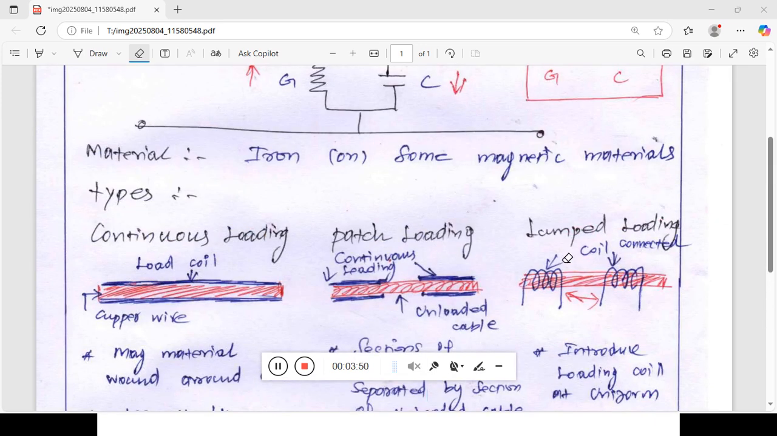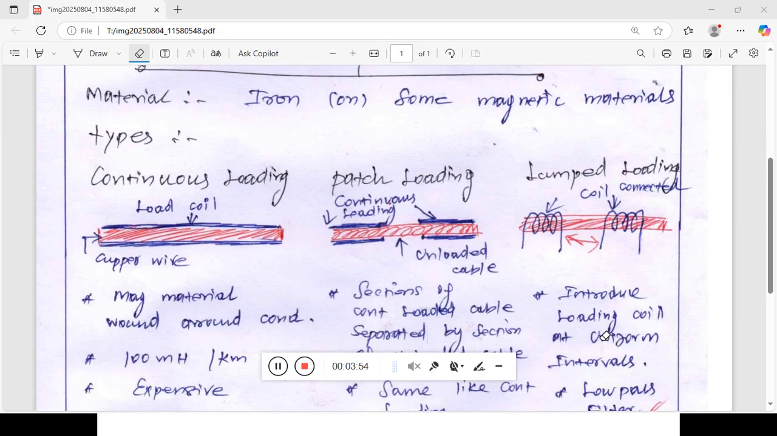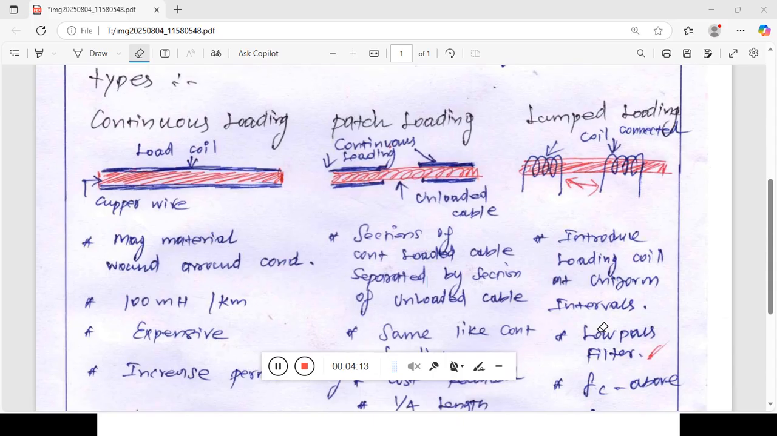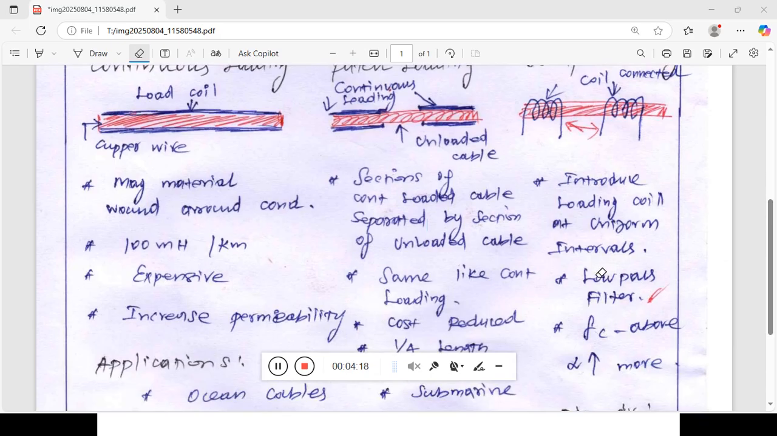Third, we have lump loading. What is lump loading? We add an external coil over the transmission line conductor at uniform intervals. We need to load the external coil with the same intervals, that is the main thing. So we are adding it externally. This type of method acts as a low pass filter.